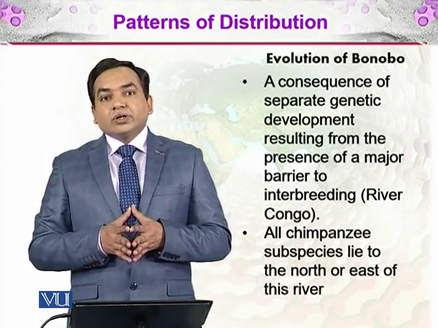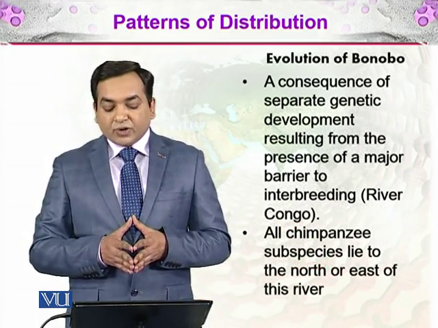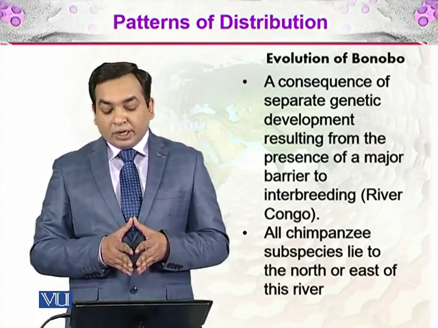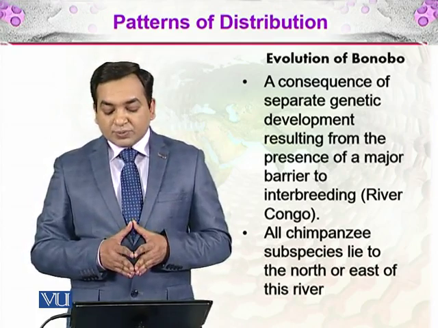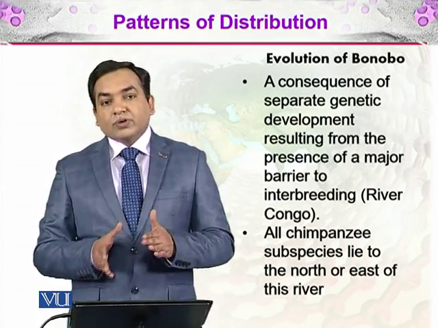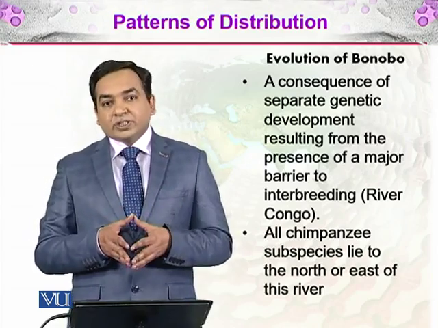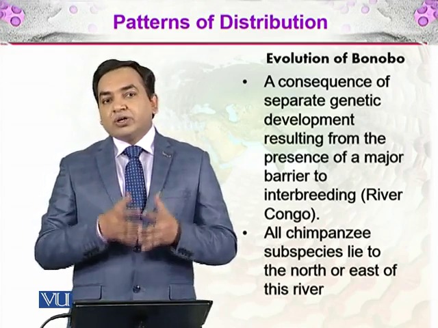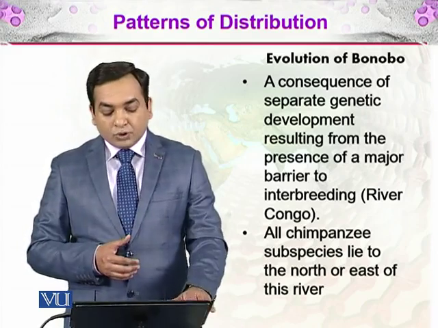Then there is another example, the evolution of the bonobo, a consequence of separate genetic development resulting from the presence of a major barrier to interbreeding, which is the River Congo. All chimpanzee subspecies lie to the north or east of the river. The bonobo and the chimpanzee had a common ancestor, but the River Congo divided them into two different groups: one the chimpanzees, the other the bonobos.